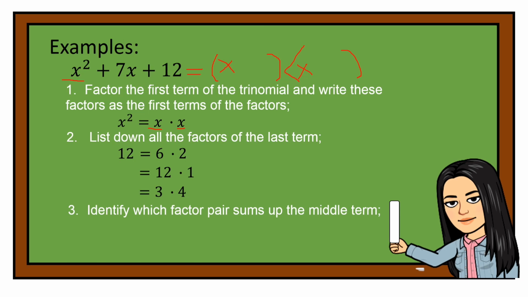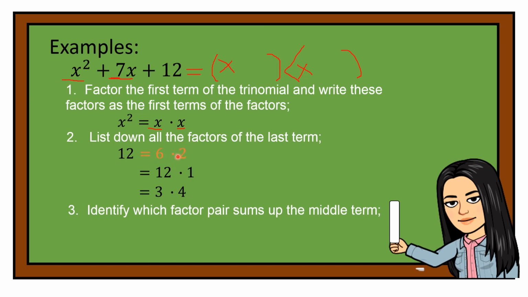After listing down all the factors of the last term, identify which factor pair sums up the middle term. So what is our middle term? We have here 7x, or the numerical coefficient is equal to 7. So identify daw natin alin sa mga pair na ito ang equal sa 7 kapag kinuha natin yung kanilang sum. Okay, let us try.